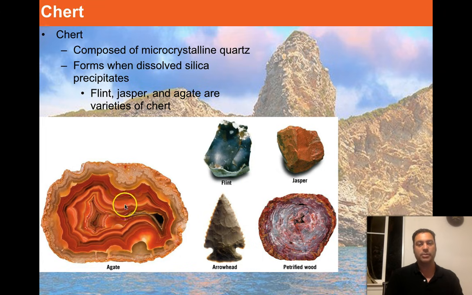So here's an agate right here. Here's an agate arrowhead, or a chert arrowhead. And here's a piece of flint. Flint is well known because you can actually strike it; it'll make sparks. Certain types of jasper can be polished up into gem quality, but this is also a type of chert. And of course, petrified wood is also a version of chert or agate, kind of similar.